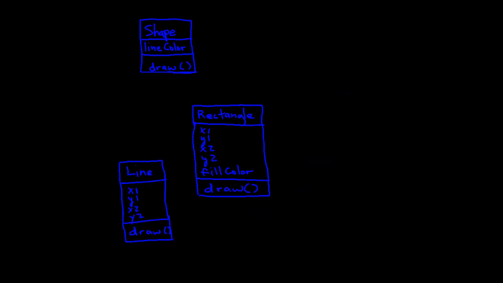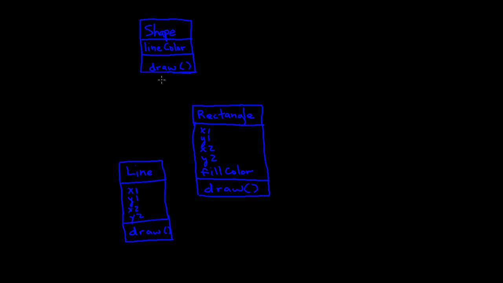Okay, so let's take a look at an example of inheritance. Let's say our system has three classes: shape, rectangle, and line. Shape has an attribute called line color and a draw method. Rectangle has an X and a Y position, two X and Y sets actually, to pick the corners of the rectangle, and a fill color. It also has a draw method. And line has the two endpoints of the line and a draw method.